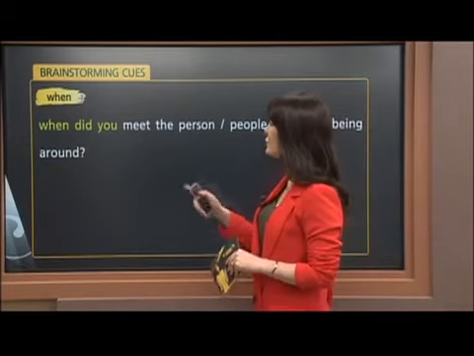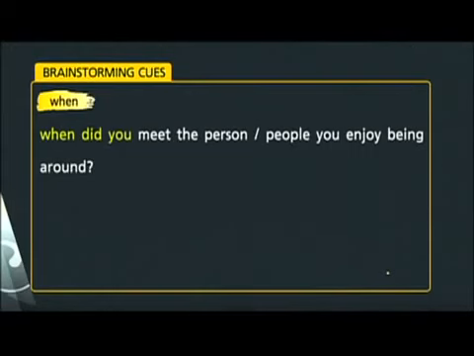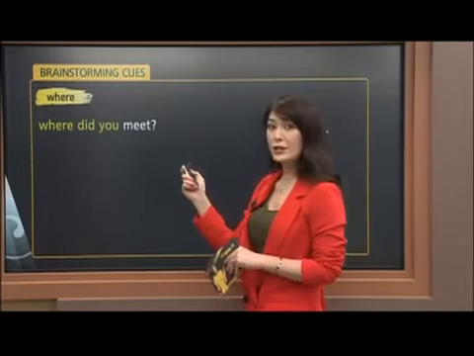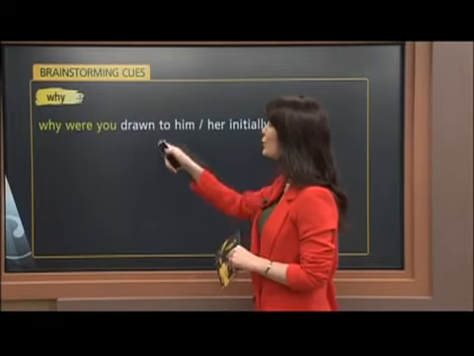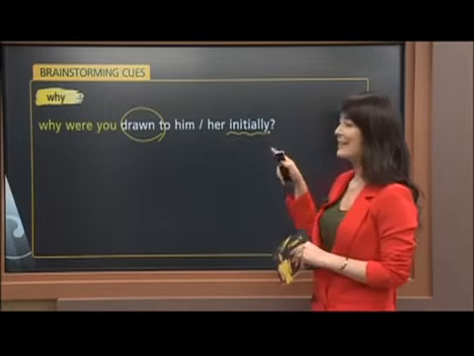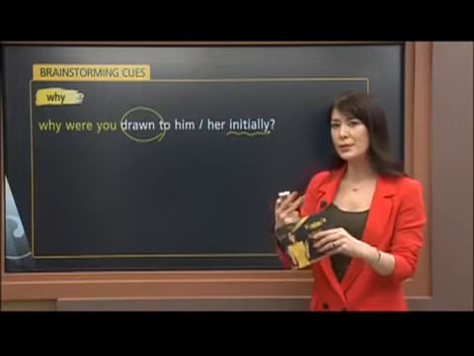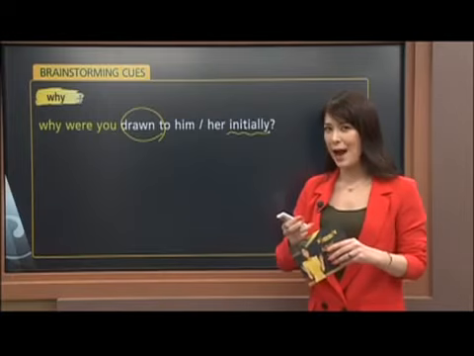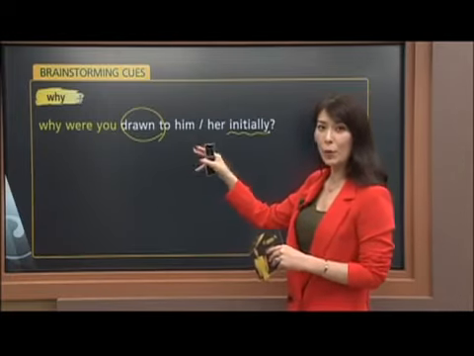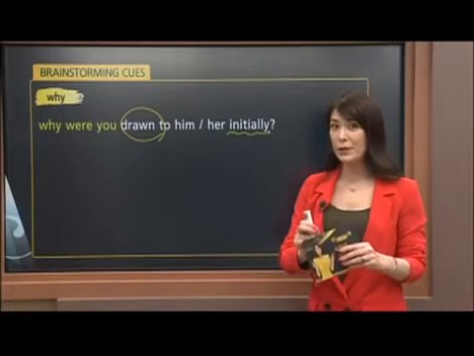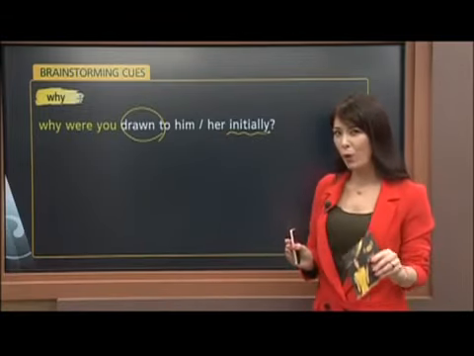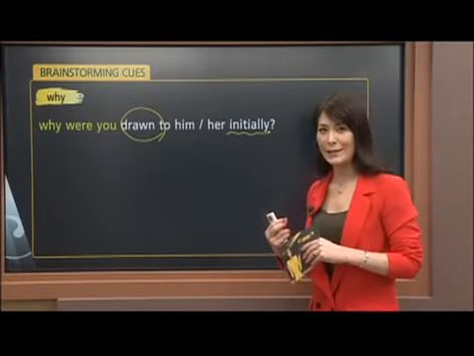Moving on to when did you meet the person or people you enjoy being around? Remember, we talked about people you enjoy being around, and perhaps you can talk about when you met this person or people. Also, where you met, so where did you meet? Brainstorm that on your own. Why were you drawn to him or her initially? Okay, we've got some words here. Be drawn to somebody or something. What does that mean? Draw in this case does not mean to draw a picture. It means to attract, okay? So why were you drawn to him or her means what was it about this person that attracted you, okay? Initially means in the first place, to begin with, okay? So what was so special about him or her that you were attracted to this person?